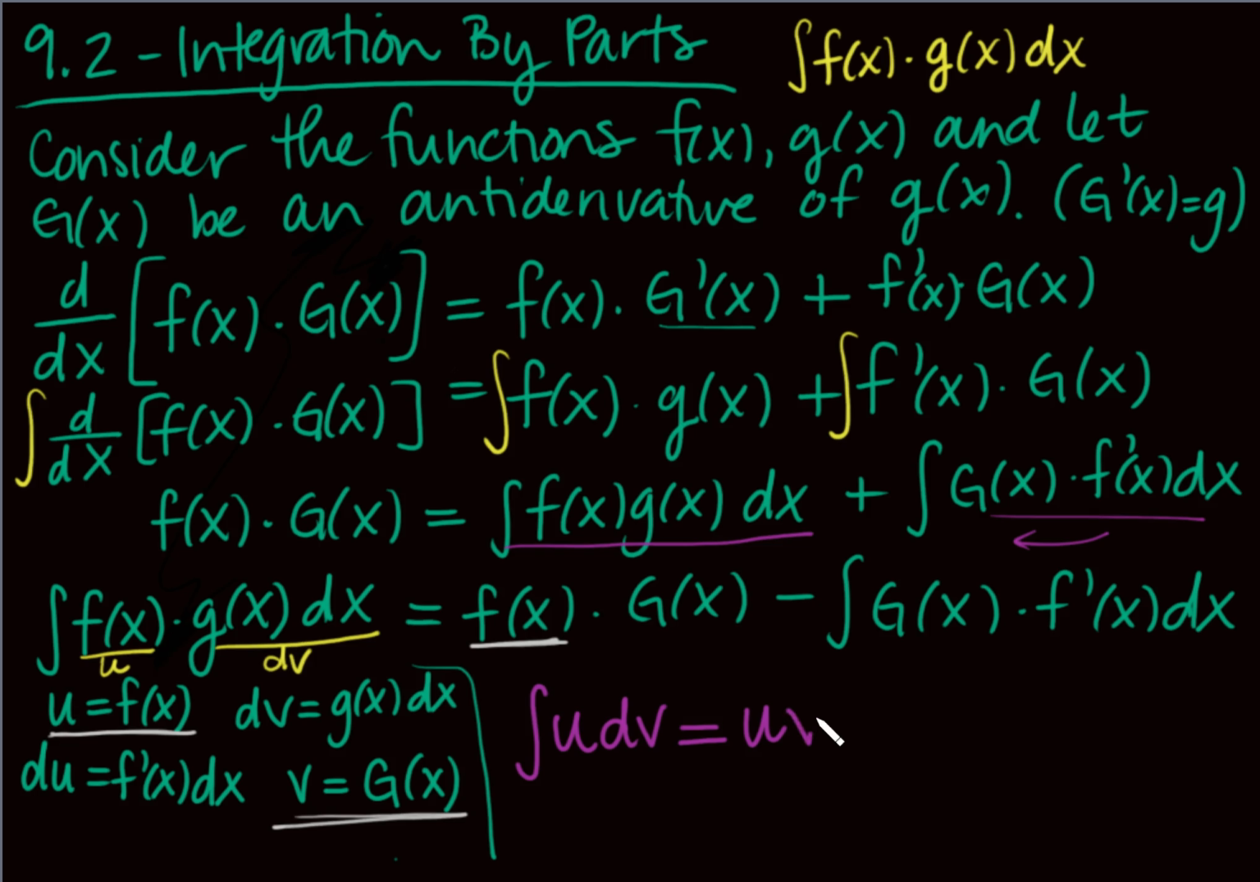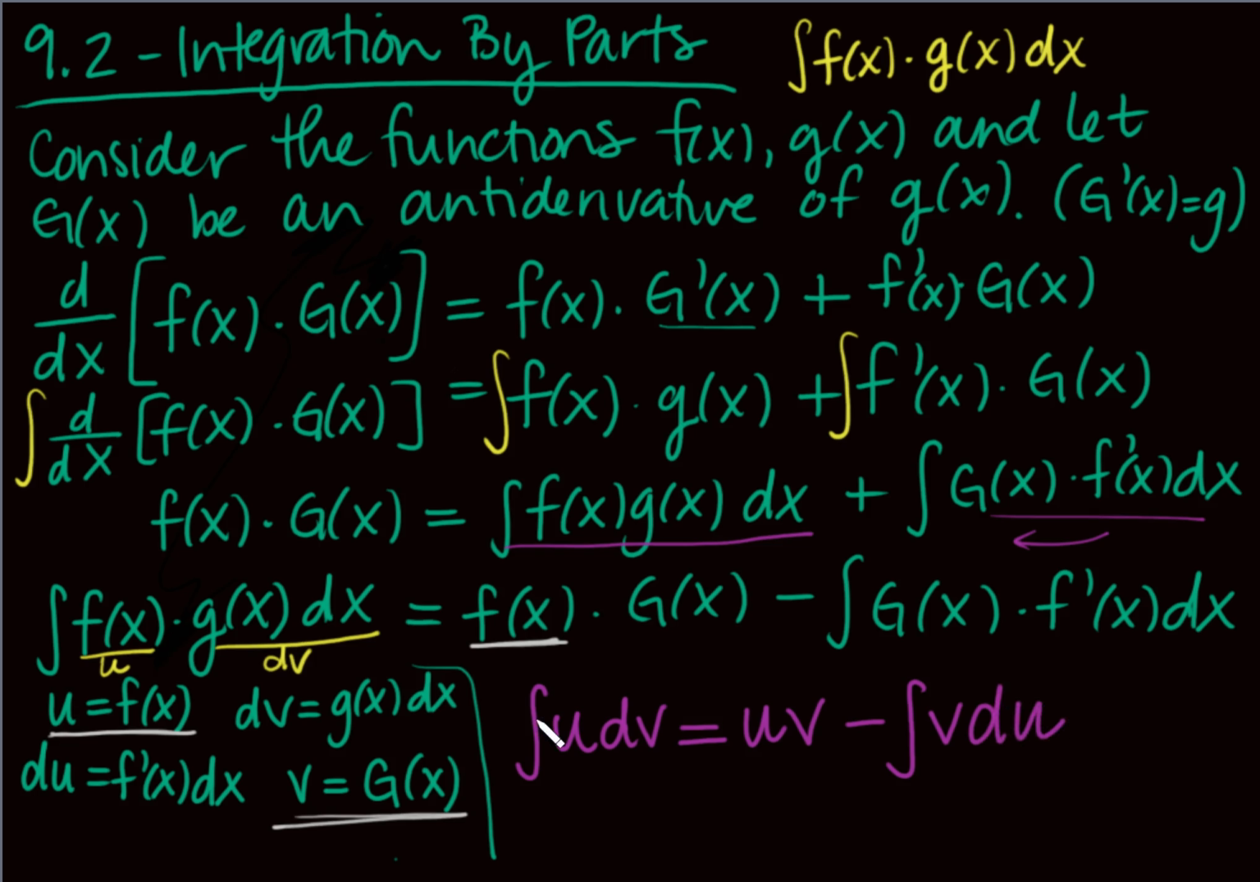u times v minus the integral of, again, why am I doing this? This is a very good question. This is basically a formula for me to remember how to integrate two functions multiplied together, which we are going to call integration by parts. So I take u times v minus, what did I define big G of x to be? I have this v, the integral of v, and then what is this f prime dx? It's right here, it's that du.